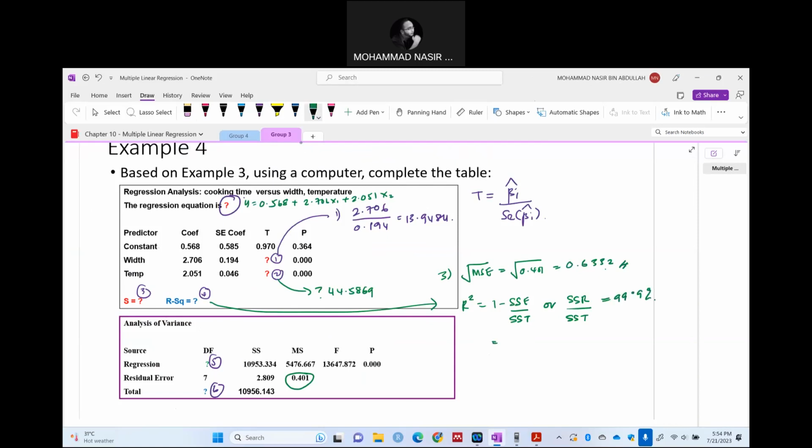Salah tengok. Okay. So how to find degree of freedom for regression? So K is equal to 2. And total, we have N equal to 10 minus 1, 9. Right? 2 plus 7 equal to 9 lah. That's all.